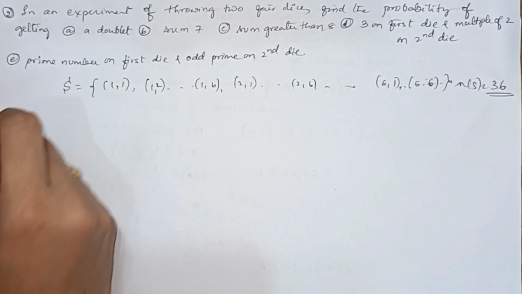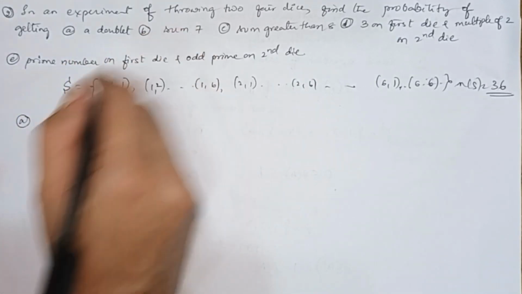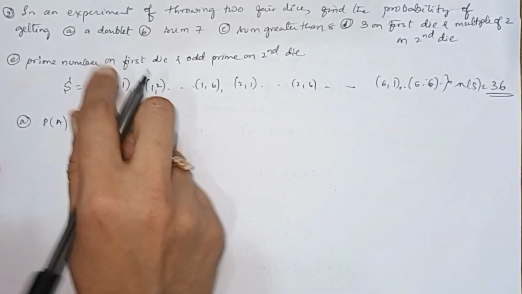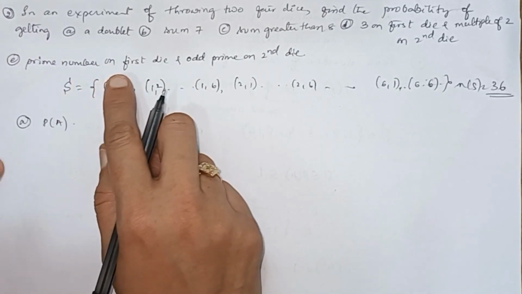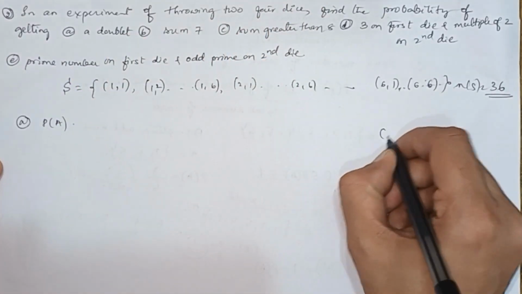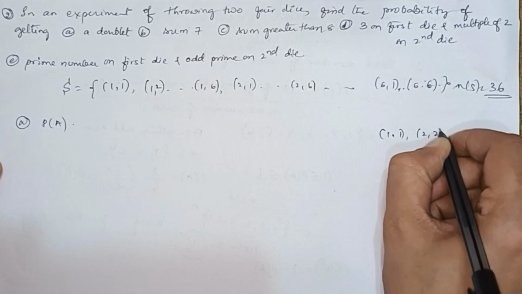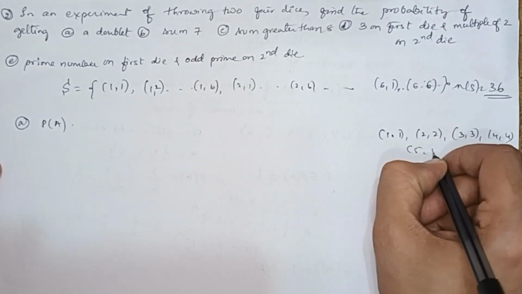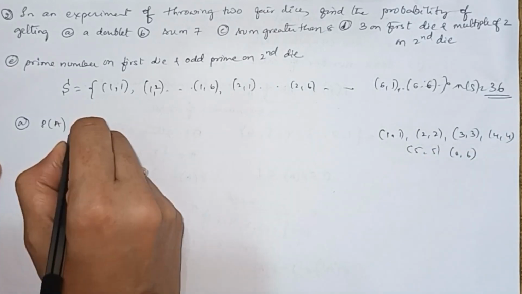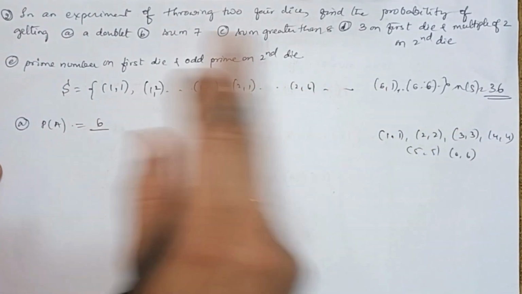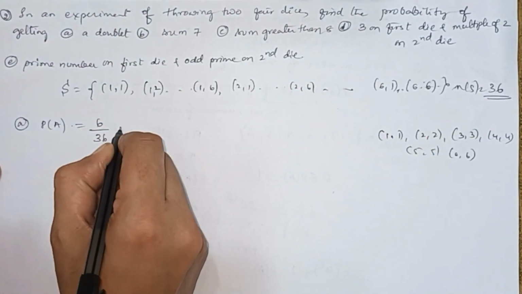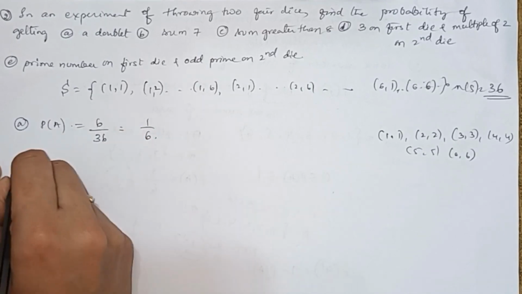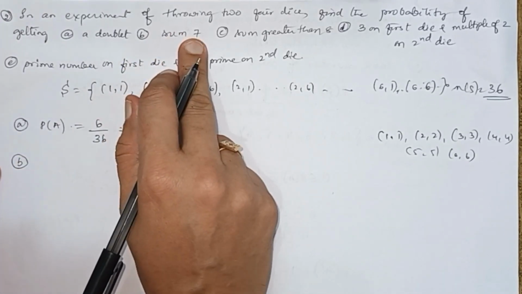So see the first event, getting a doublet. P of A. Doublet means same number on the two dice. So 1 1 is doublet, 2 2 is doublet, 3 3 is doublet, 4 4, 5 5, 6 comma 6. So there are 6 possible outcomes favorable to this event divided by total 36. So 1 by 6. Second one, sum must be equal to 7.